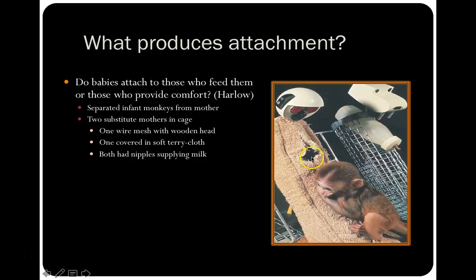Well, you could say, okay, there's milk in both cases, so add a little bit to the milk in the form of the terry cloth mother, that could explain it. So then he did research in which only one has the milk. It's the one that's not soft and cuddly, and the other one is just soft and cuddly. In either study, even in this situation, the monkeys almost exclusively preferred the terry cloth mother, even when the terry cloth mother didn't have a nipple, didn't provide milk.